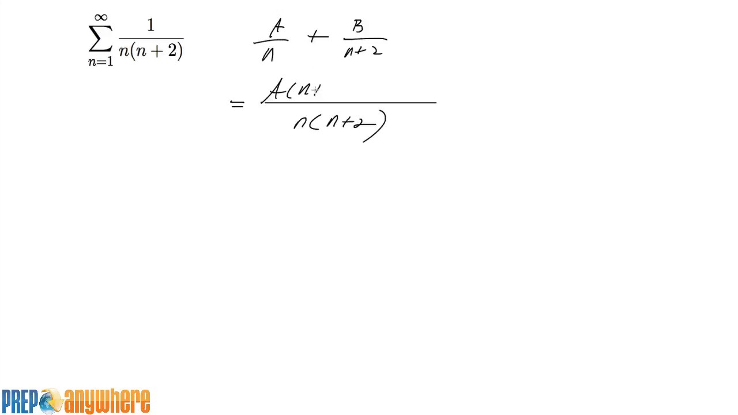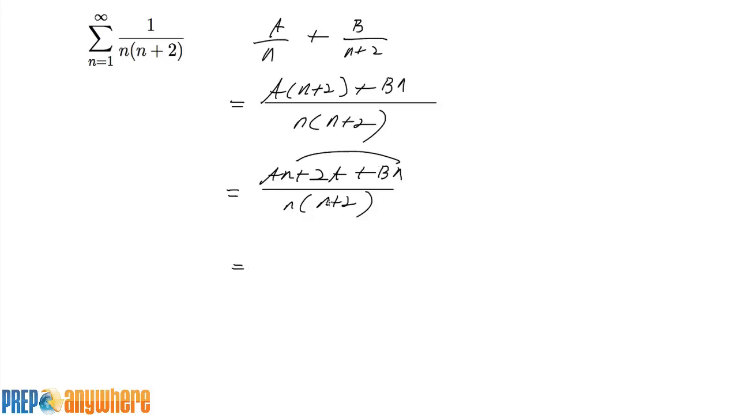We get a times n plus 2, b times n. So you get an plus 2a plus bn. And you can collect the n terms. You get a plus b, and from that we know that a plus b must be 0 because there's no n term at the top.